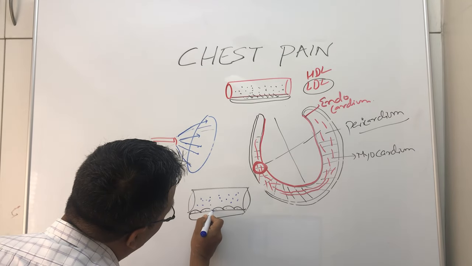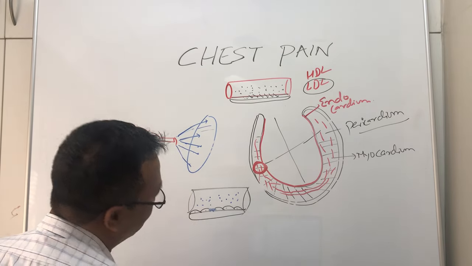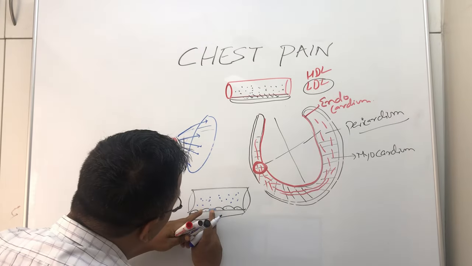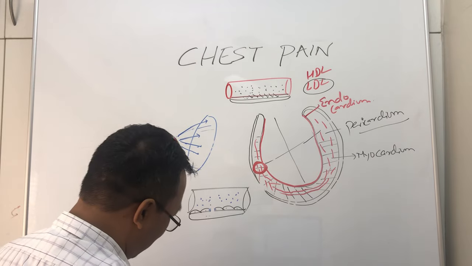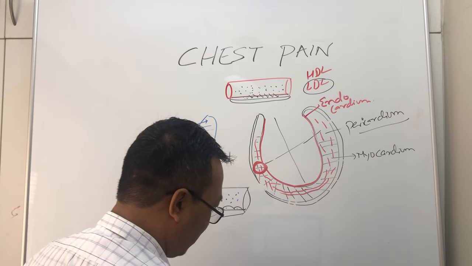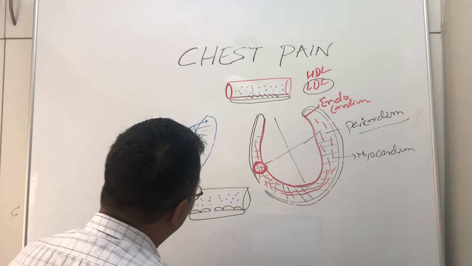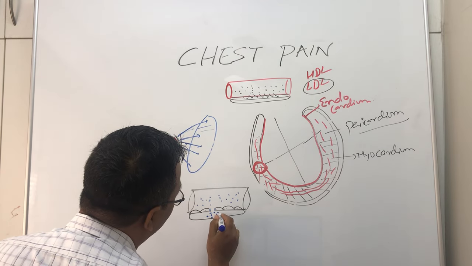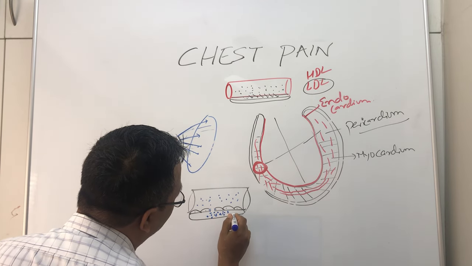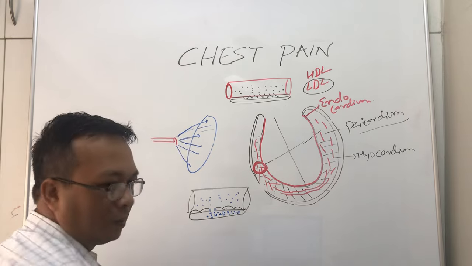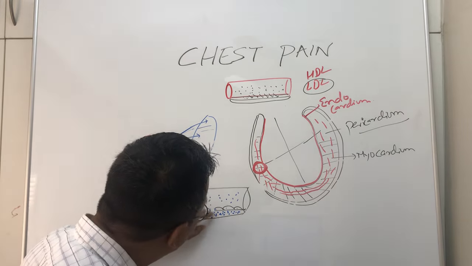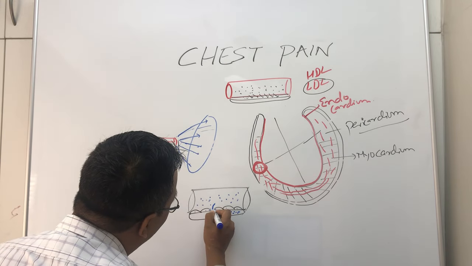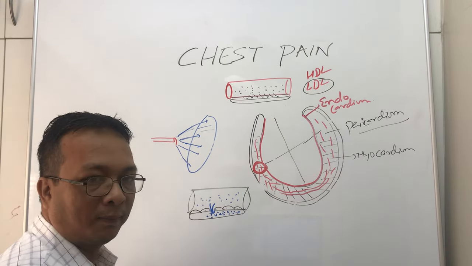They will damage these endothelial cells. When they damage these endothelial cells, there becomes a gap. As a result, these LDLs reach here, into the middle layer of the artery, which is called tunica media. They will gather here, all these LDLs coming here.